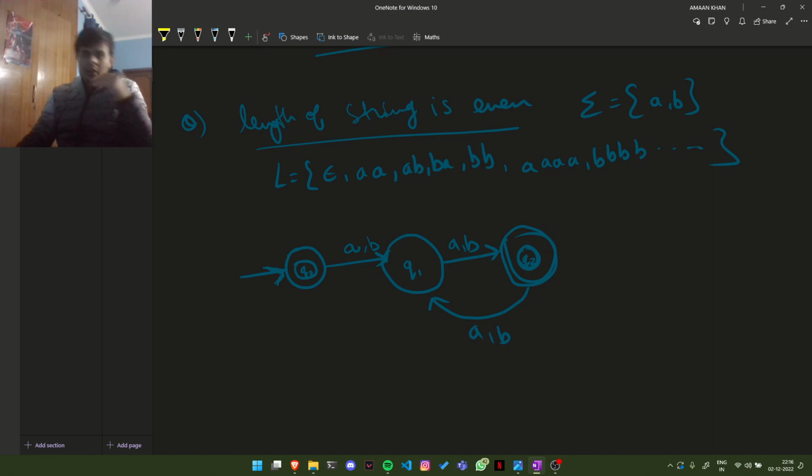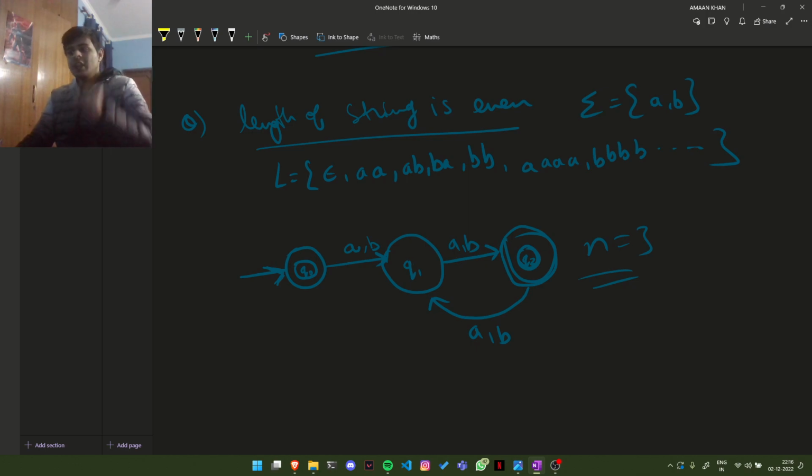For a given question, there are infinite DFAs possible. This has n equals 3, so the number of states is 3. I can draw something with 4, 5, or 6 states, and I can keep doing it, but there is only one minimal DFA. There is only one solution which has the minimum number of states.